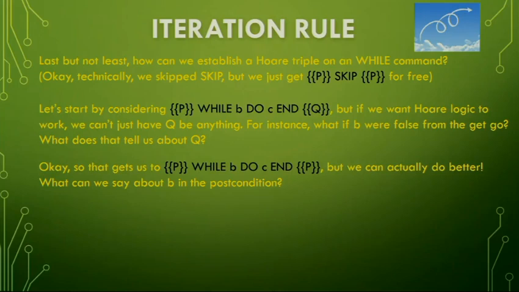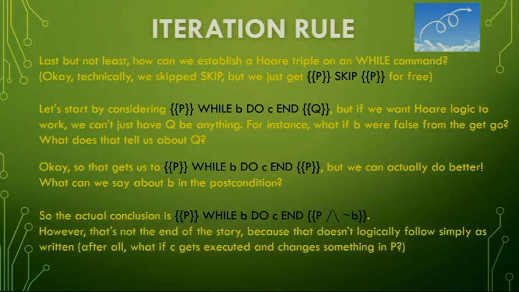C is false. Yeah, B has to be false, because if B were true, it wouldn't have finished executing this. So this is what we actually can say about the end statement. Not only do you have the assertion P, you also have not B. But there's still more we can say about this.